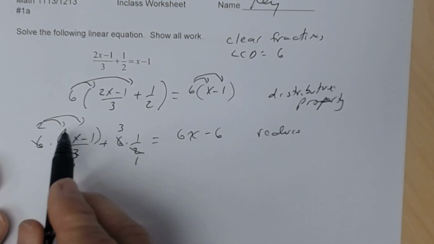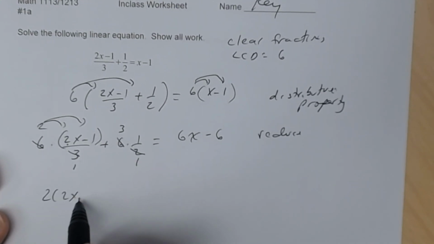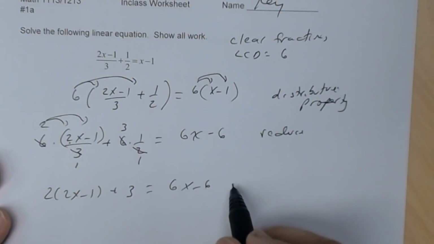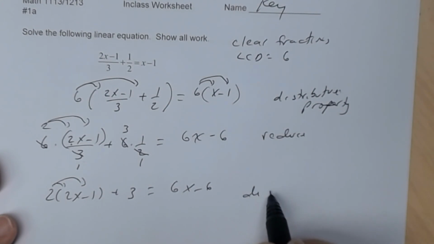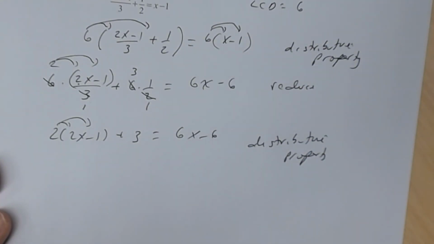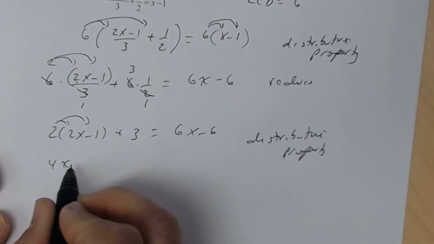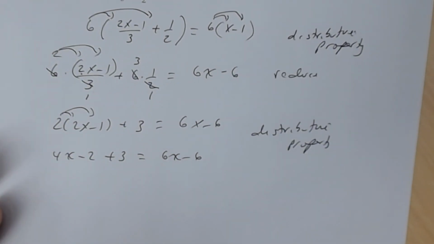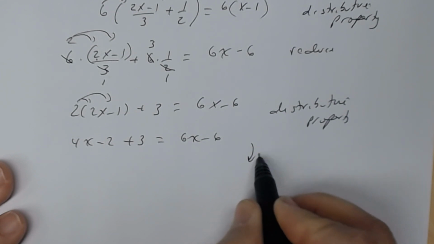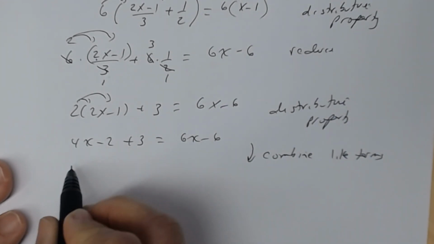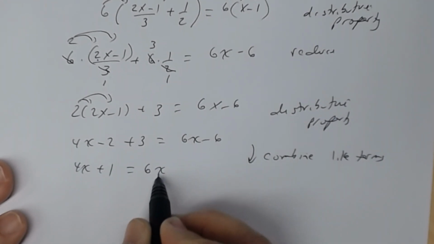So I get 2 times 2x minus 1 plus, and then 3 times 1 is 3, equals 6x minus 6. Now I'm going to use the distributive property. In many cases, you can use the distributive property quite often, and then you can combine like terms quite often. So I get 4x minus 2 plus 3 equals 6x minus 6. All right, now I'm going to combine like terms. And so I get 4x plus 1 equals 6x minus 6.